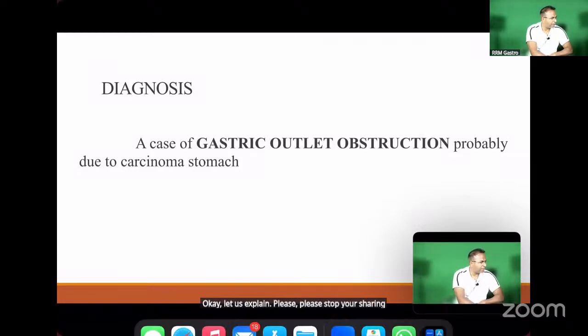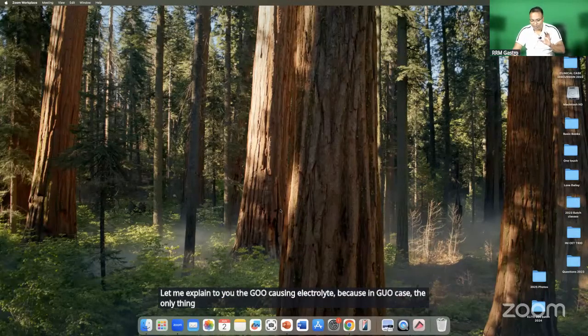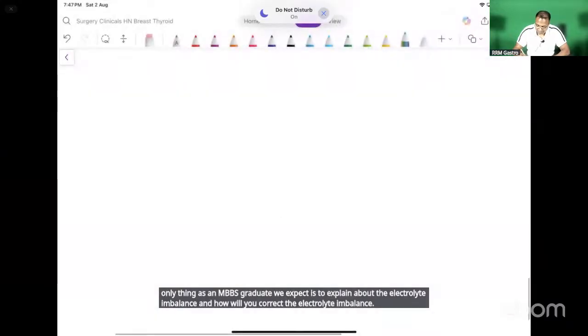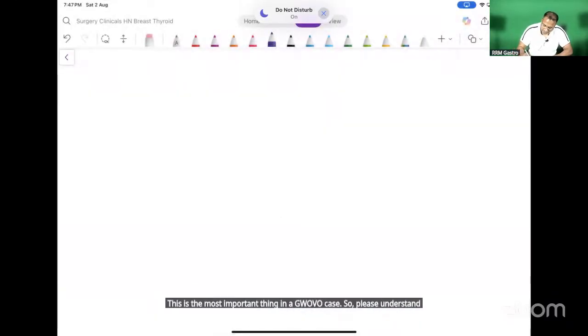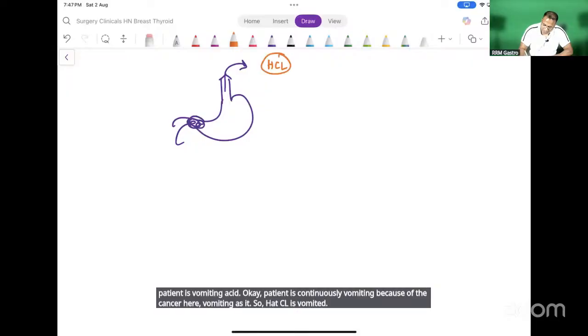I'll share mine. Let me explain the electrolyte changes caused by GOO, because in a GOO case, the thing we expect of an MBBS graduate is to explain the electrolyte imbalance and how you will correct it. This is the most important thing in a GOO case. So please understand, the patient is vomiting acid. The patient is continuously vomiting because of the cancer here, vomiting acid. So HCl is vomited.